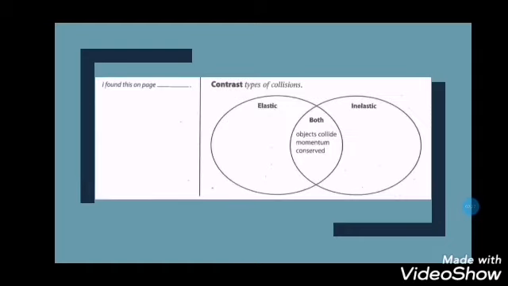Contrast types of collisions. The answers are on page 74. So I have elastic and inelastic collisions. In both, the objects collide and momentum is conserved. So in both cases, I will have the same net momentum before and after. But in the elastic collision, they bounce off each other, whereas in the inelastic collision, they stick together.